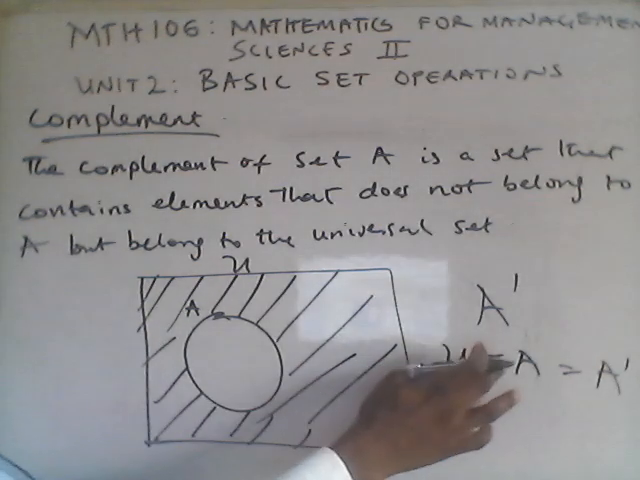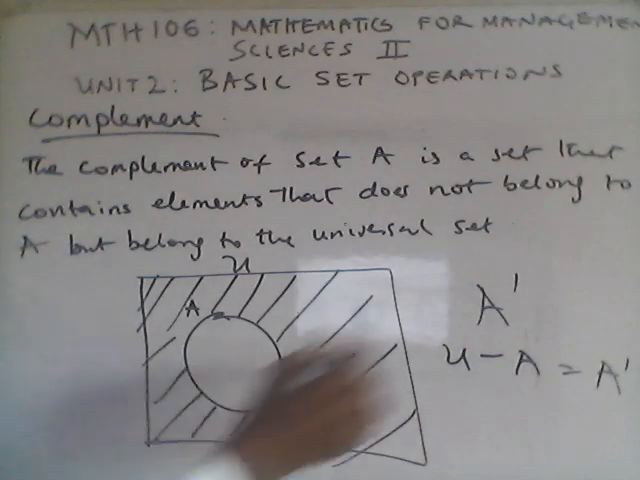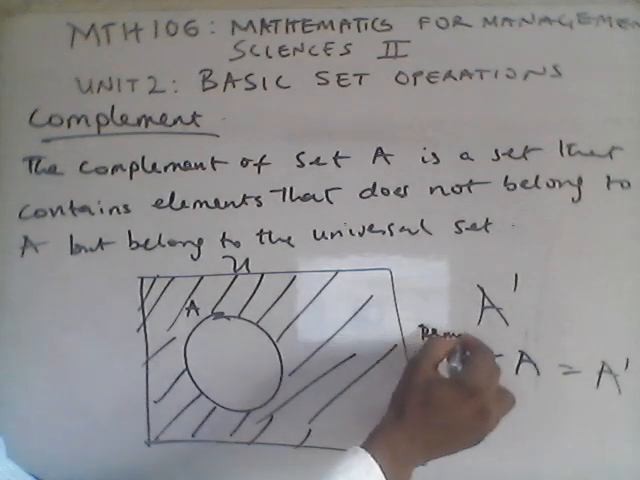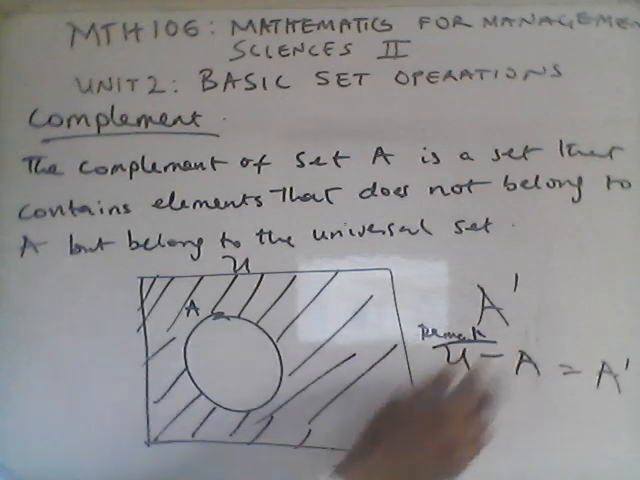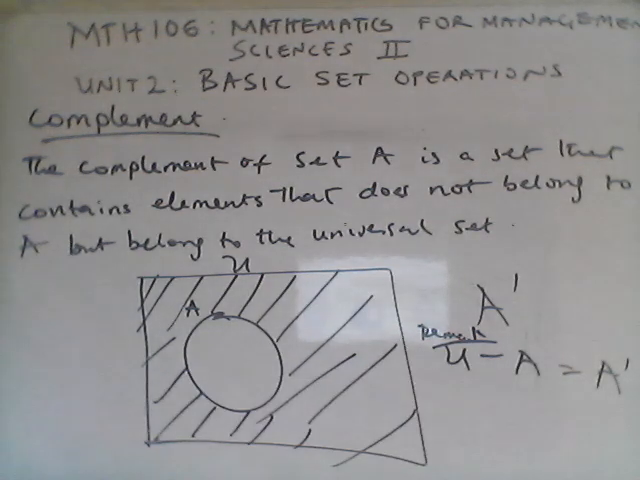This is not minus, this is difference. So this is a remark I'm going to put here. In case you see it in your OBJ, universal set difference A is the same thing as A complement. A complement, everything that is not in A. That is what it is. Okay?